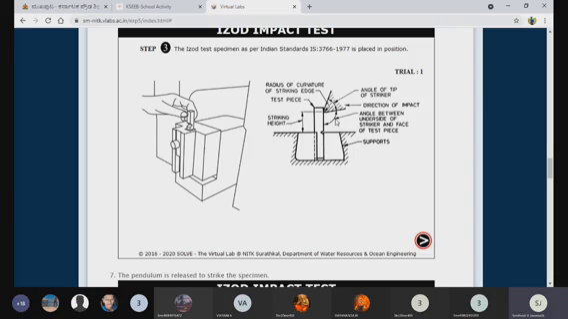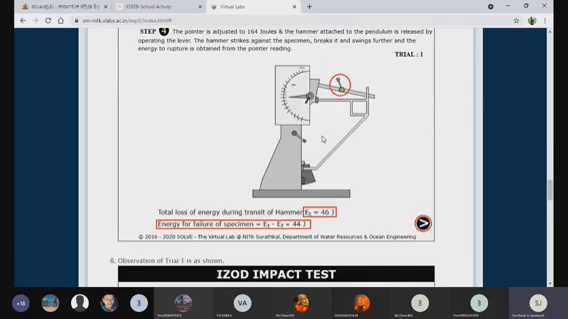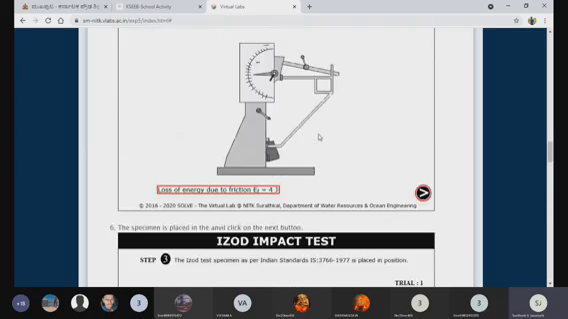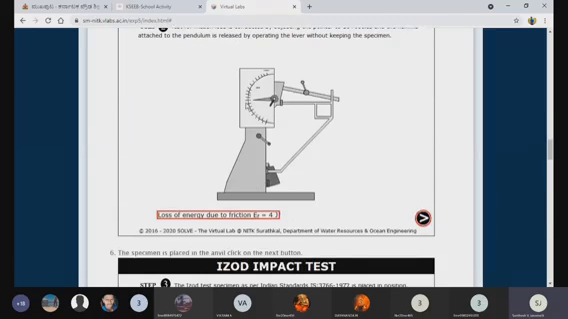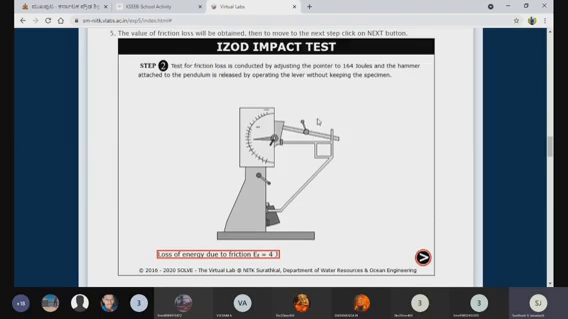Once the workpiece breaks down, you can take the readings here. This pendulum is initially at 0. Now once we release the pendulum, you need to raise the pendulum to this stage. In the Izod test you need to raise the pendulum 90 degrees. Striker, flat edge. All these arrangements you need to take care of while conducting the experiment.